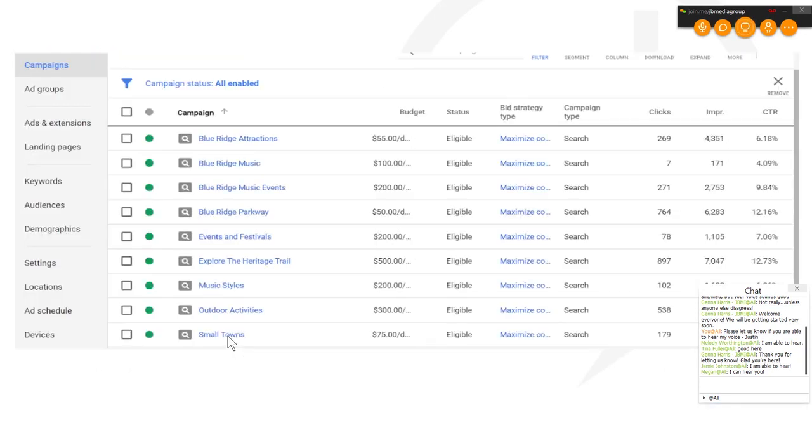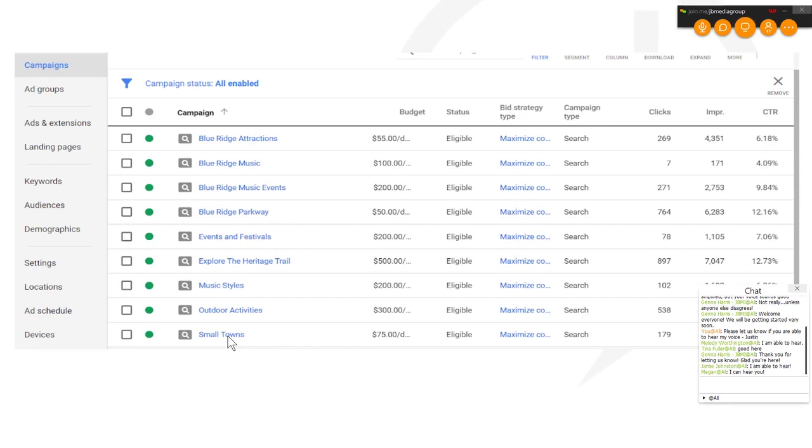So we do some Google Ads for the Blue Ridge Heritage area, and here's a list of their campaigns. They have a bunch of campaigns around different things, like I kind of talked about before. Events, they have major attractions, so they have the Parkway, which is one major attraction. They also have another campaign for the smaller attractions. They have a heritage trail. They have a music website separately. They have all the music styles in that website for the region. It's like old-timey music, bluegrass, music festivals, stuff like that. They have a small towns one for all the regional communities that they support.